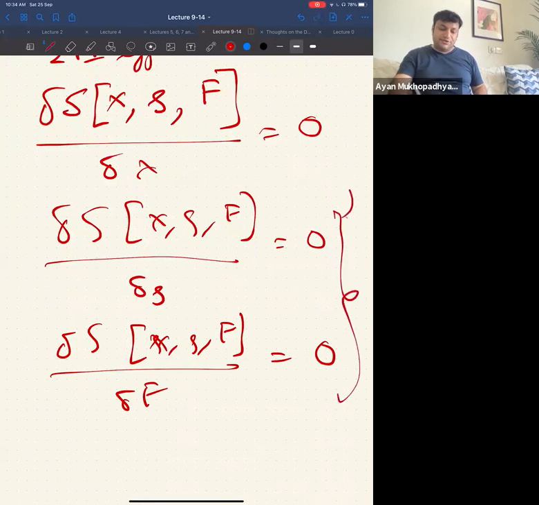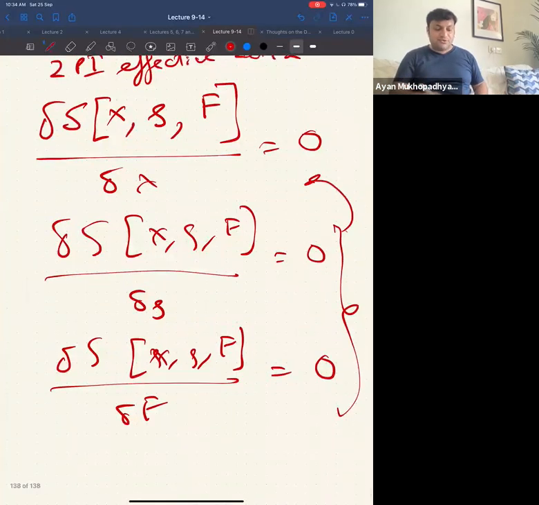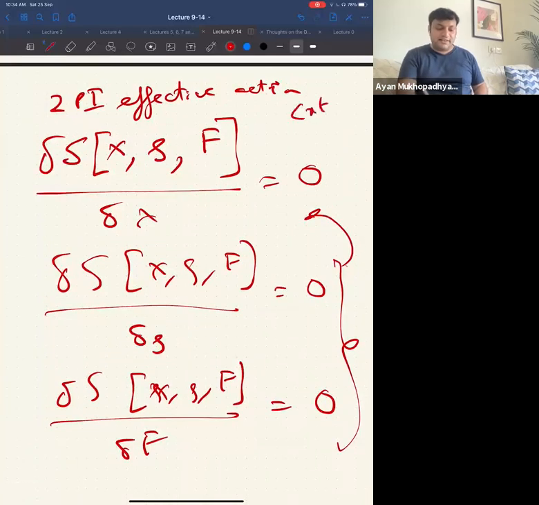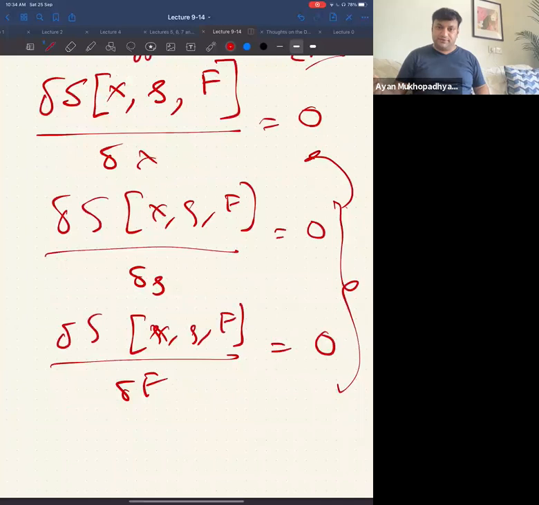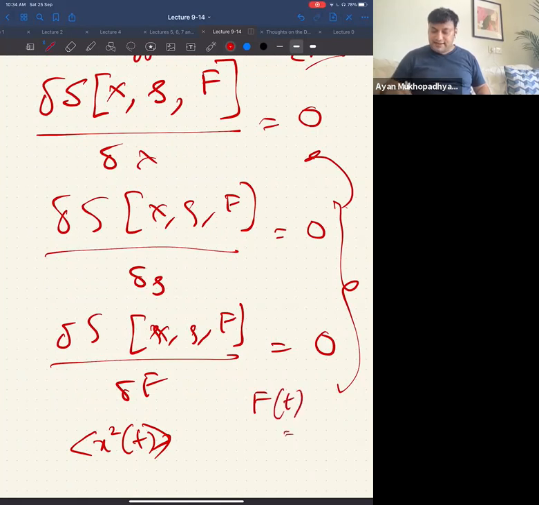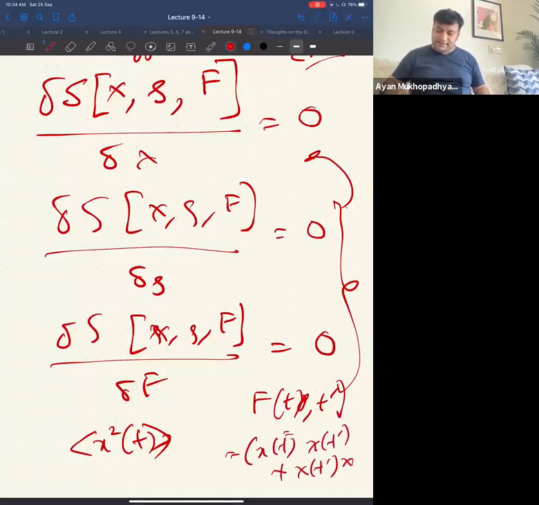Now, if I first solve this and substitute it here, I should get nothing but the 1PI effective action. So it will not contain any more information. If I just want to obtain x of t, the 2PI effective action has no more information than the 1PI effective action. But the new information that it contains is how the correlation functions evolve. For example, I would also be able to compute x squared of t from here, by taking the coincident limit of F. So F of t, t prime is equal to x of t x of t prime plus x of t prime x of t.